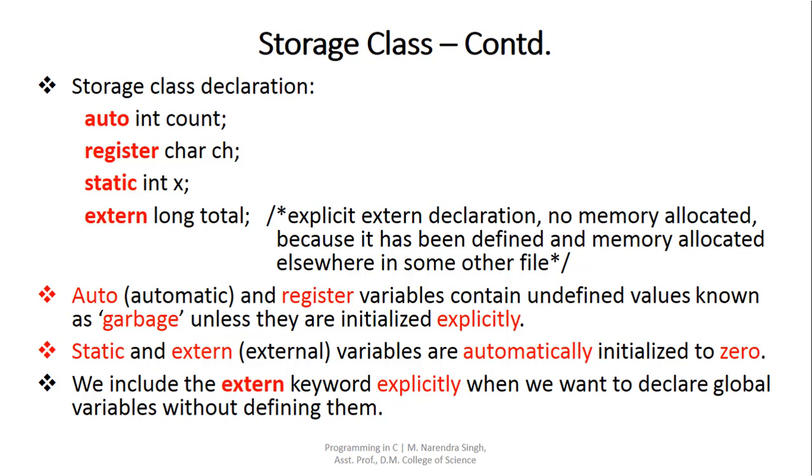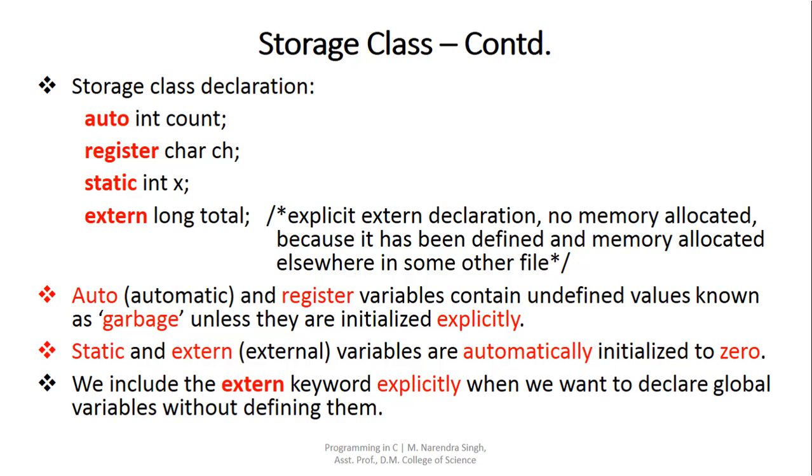The next declaration is static int x. Here we are declaring a variable x to be of integer data type, and its storage class is static, meaning the value of x will be retained even after the program control has been transferred from the function in which the variable x has been defined to the calling function, and it will be retained till the end of the program, and the initial value of x will be assigned to 0 by the compiler automatically. The next declaration is extern long total. This statement declares the variable total to be of data type long integer and of storage class extern, meaning total is a global variable.